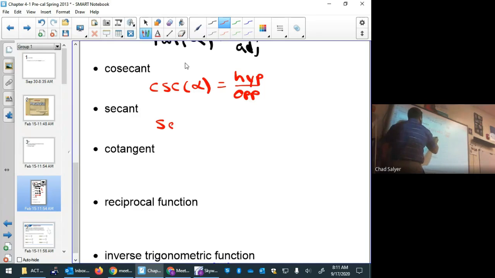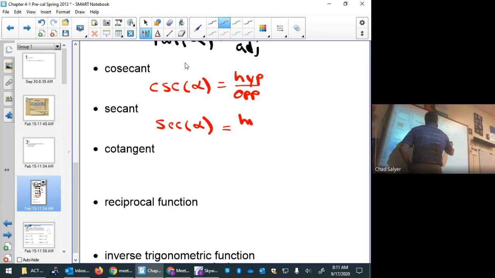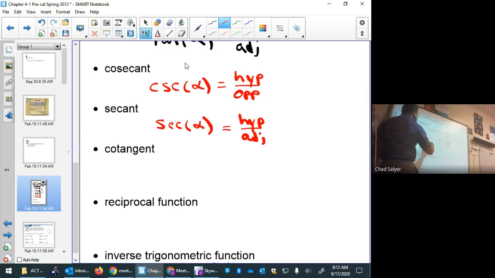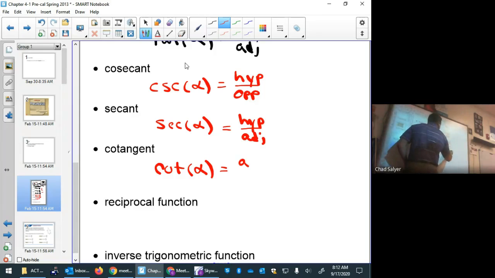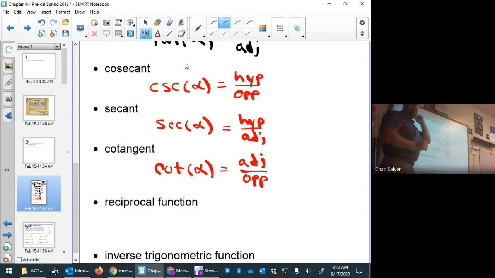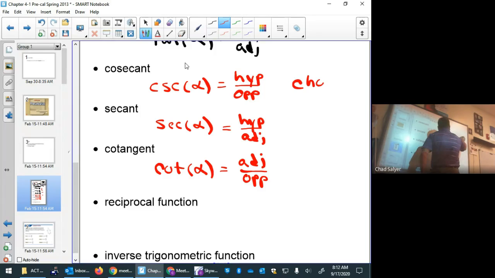It's abbreviated SEC. Always has some angle as its argument. And you remember the cosine was the adjacent over the hypotenuse. So its reciprocal here is the hypotenuse over the adjacent. And then cotangent, well, this one is the inverse of the tangent, as you would expect. COT is how we abbreviate this one. And remember the tangent was the opposite over the adjacent. And so this one is the adjacent over the opposite. So for this one, the memory device, and this was John Jones's creation.